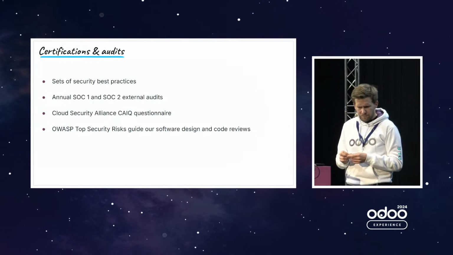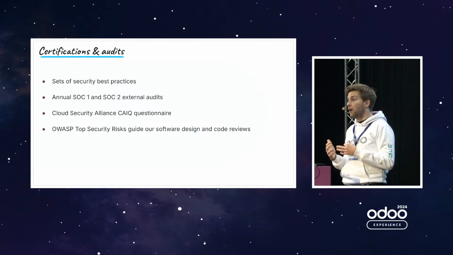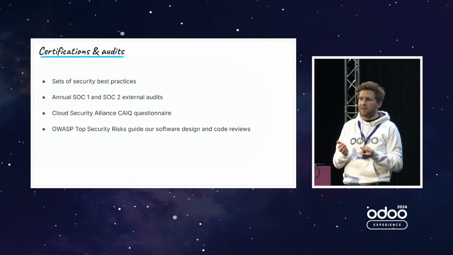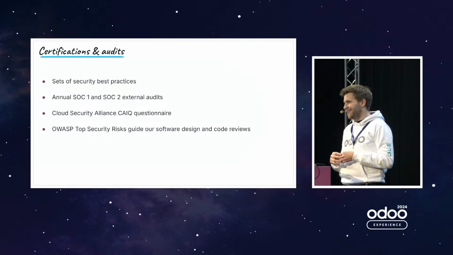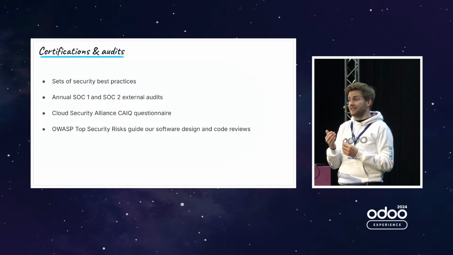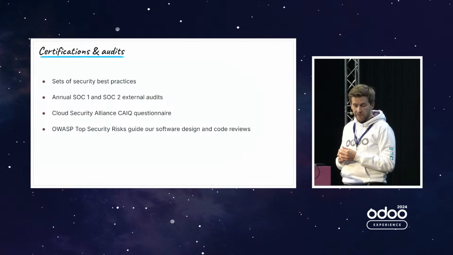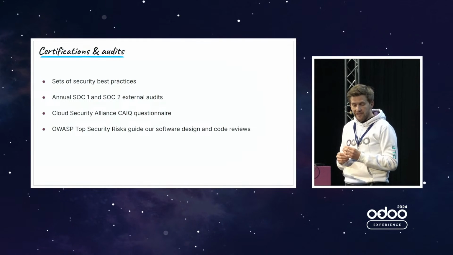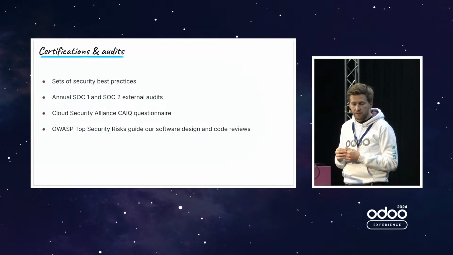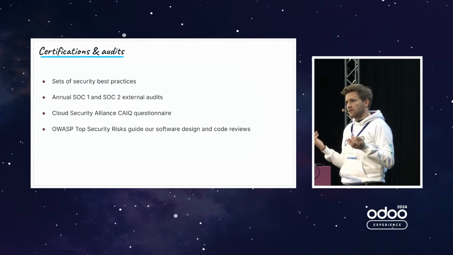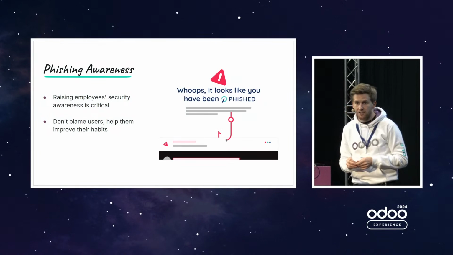We also filled the Cloud Security Alliance questionnaire. A lot of questions people have are answered in those questionnaires. It's very, very long. It was a pain to fill. So if you have any question, you can start with this. And if you don't find the answer to your question, then you can contact the security team. To develop Odoo, we also follow the OWASP Top Ten security risk guide. It's the best practice we can follow when coding an application.